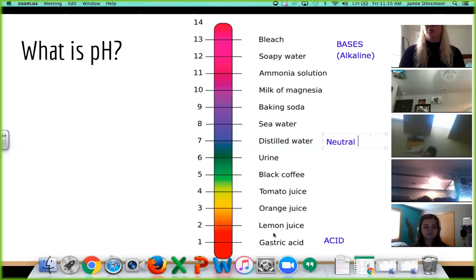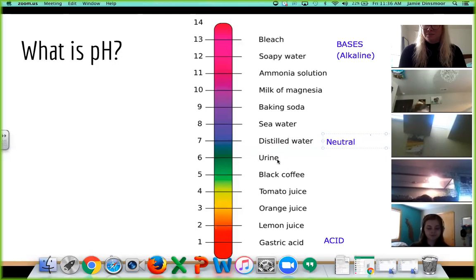Lemon juice. Who's gotten lemon juice in a cut? Not fun, right? Same thing. It's an acid. It's burning. Orange juice, tomato juice, coffee, right? All of these things you might have drank before or eaten before, right? Some people actually end up getting acid reflux from these, right? It causes that acid to sort of come up into the esophagus a little bit and cause you some pain.